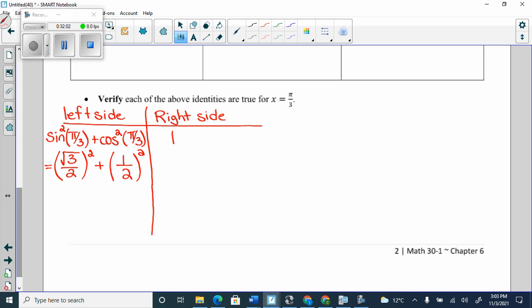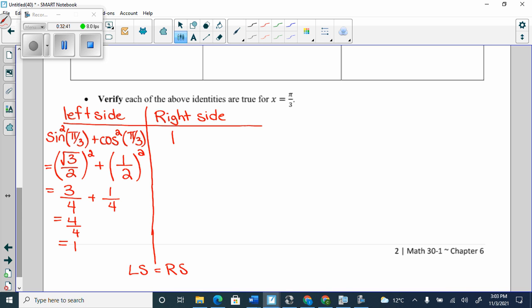What happens when you square a square root? It ceases to exist. So it just goes away. So we get a 3, and then 2 squared is 4. Plus 1 squared is 1 over 2 squared is 4. So I get 4 over 4, which equals 1. Look at that. LS equals RS. Don't forget it. Très important. Okay?